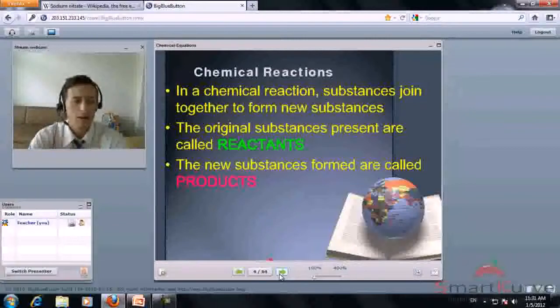You can think about this like if we're going to make a cake. We take eggs, flour, sugar, milk. These would be our reactants, and the cake would be our product. The same principle applies to a chemical reaction. The things that go in are the reactants. The things that come out are the products.